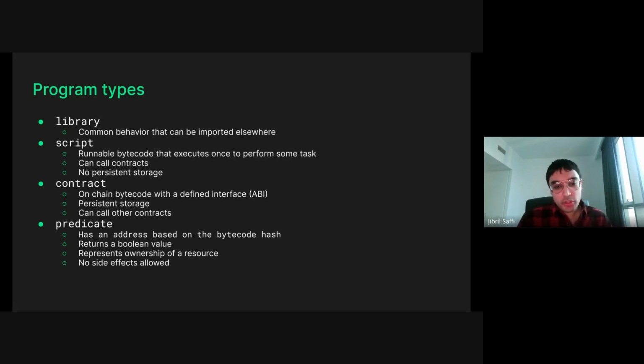They are very similar to scripts, but the difference is that, first of all, they're predicates, so they only return a Boolean value, but they're meant to represent ownership of a resource. So they have an address that's based on the hash of the bytecode of the predicate, and based on that, if you send some resource to the address of the predicate, whoever can validate that predicate actually owns that resource and can move it around. And they're also pure, so you're not allowed side effects, you're not allowed to call contracts, you're not allowed to do anything that would change state.